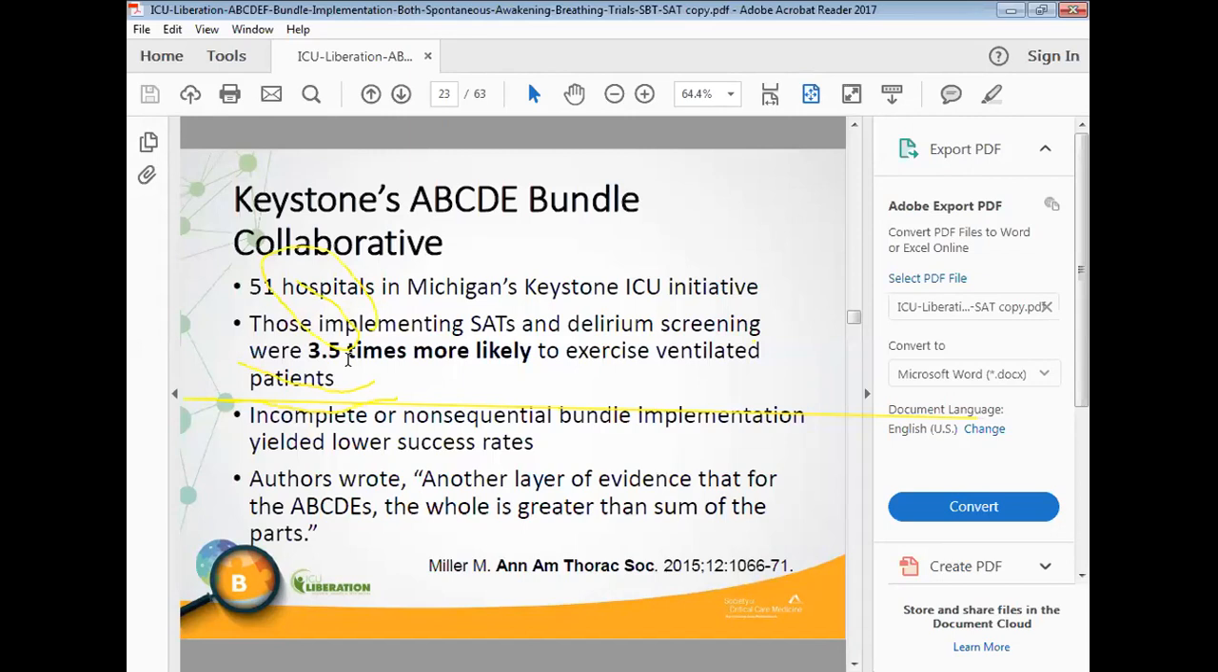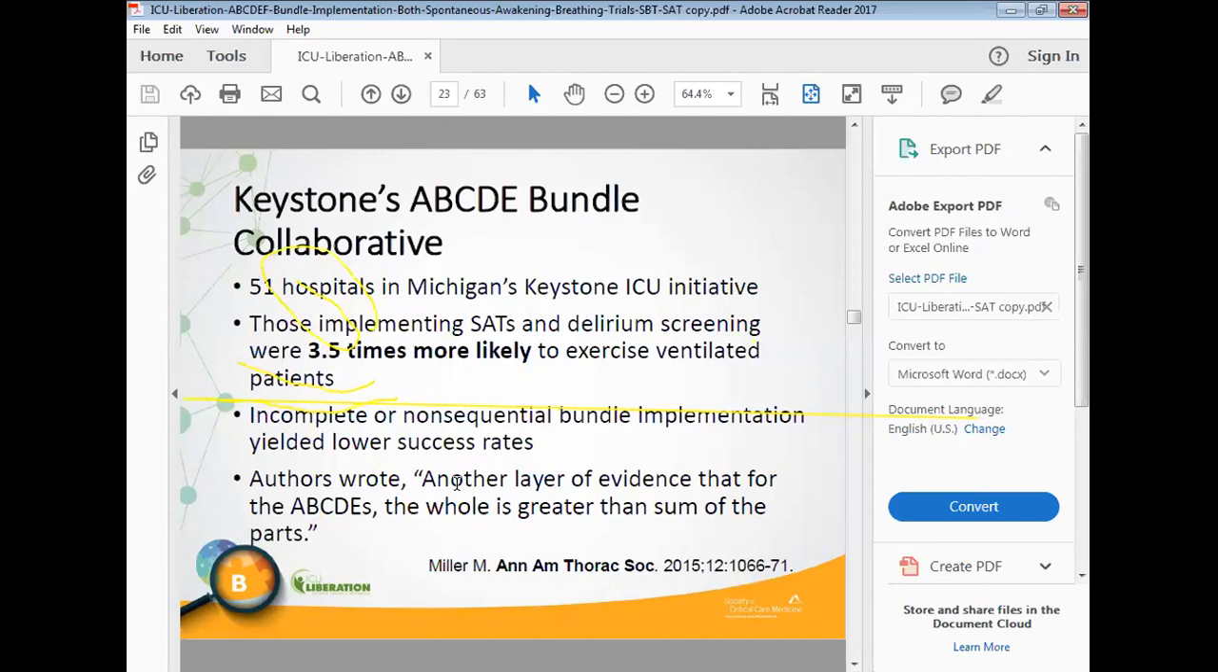And we know mobility is good. So when you stop sedation, the patient is able to sit, stand, walk and exercise, and that improves the patient outcomes. So what they concluded is that the whole is greater than the sum of the parts.